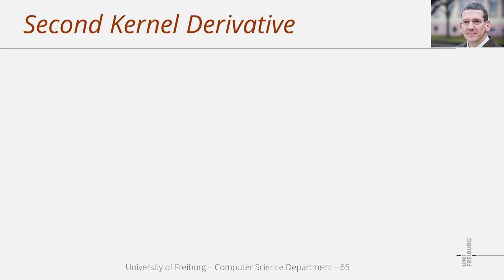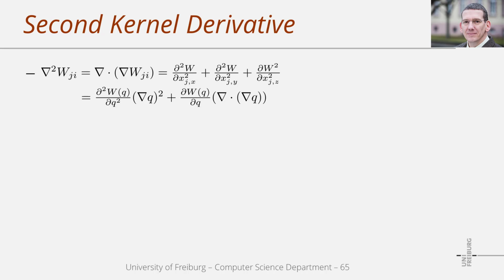In addition to the first derivative, we are also sometimes interested in SPH approximations of a second derivative, where we need the second derivative of the kernel function. The second derivative of the scalar kernel function is a scalar value that is equal to the sum of the second partial derivatives of the kernel function with respect to all components of the sample position xj.